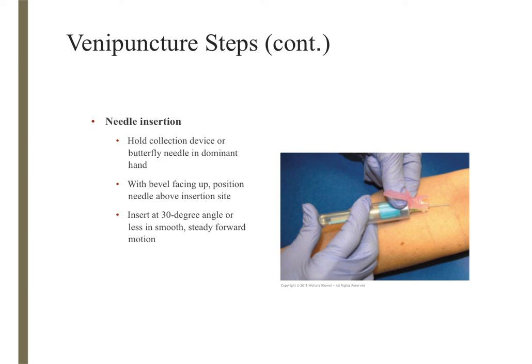So we're going to hold the collection device with our dominant hand. Always bevel up. Bevel down is not going to be a good blood draw. It's going to hurt, and you're going to burst the cells. Bevel up. That's that slanted, pointed part up. And we will look at what that looks like. And then you insert it at a 30-degree angle or less with smooth, steady forward motion.